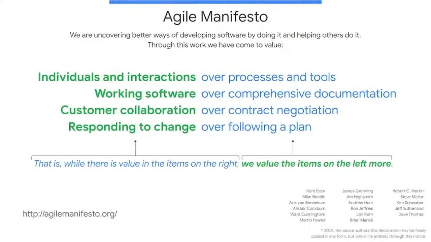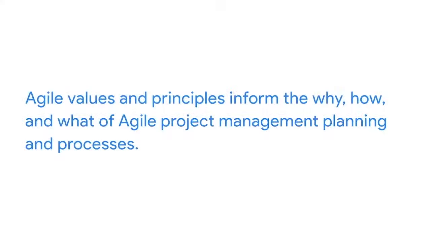The manifesto is saying that it's helpful for every Agile team to think about both sides of each statement during the execution of a project, but should find ways to ensure that they're always placing more value and emphasis on the things on the left over the things on the right. From the four values, a set of 12 principles were developed that reinforce the message of the manifesto. These values and principles inform the why, how, and what of Agile project management planning and processes. Let's take it from the top.